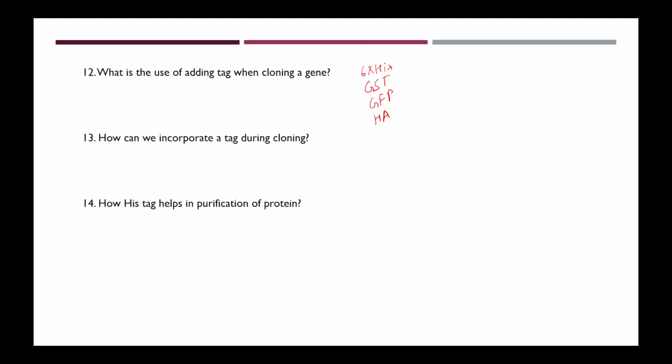Just now you said that histidine tag you use for the purification of the protein, right? GST tag also for the purification, and GFP and HA tag you use so that you can identify your protein. Like for GFP you can just see in the microscope and you can see that yeah, your protein is also there because the GFP is present. HA also you can identify by using anti-HA antibody, so you can identify your protein of interest. Okay, so these are the tags you use while cloning a gene.